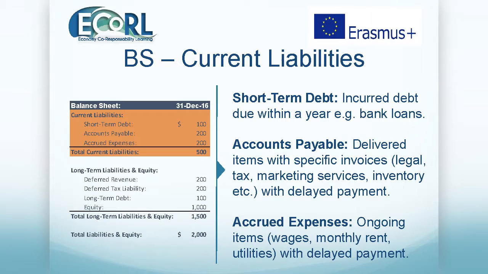Accrued expenses is another line item that is very similar to accounts payable, but the only difference is that accounts payable relates to items that have specific invoices. For example, inventory payments, marketing services, etc. While accrued expenses relate to expenses like monthly wages, monthly rent, utilities like water, electricity, that don't have a specific invoice and don't relate to a particular item.